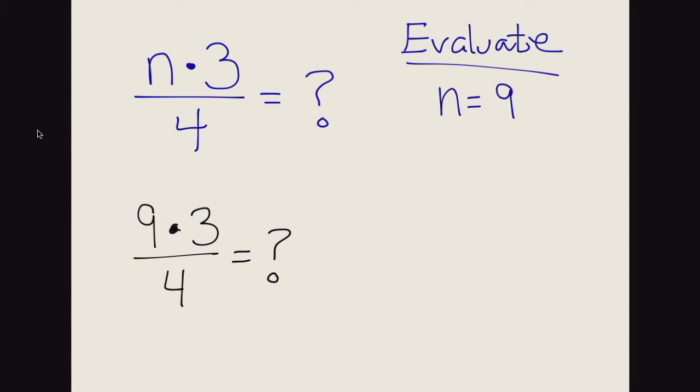Again, this is a two-step problem. We're going to have to multiply, and then what are we going to have to do? We're going to have to divide. So the first step here is multiplying. So I've gone here. Okay, now I'm going to go here. And 9 times 3 just seems to be slipping my head. What is it? 27, fantastic. 27 over 4 equals something.